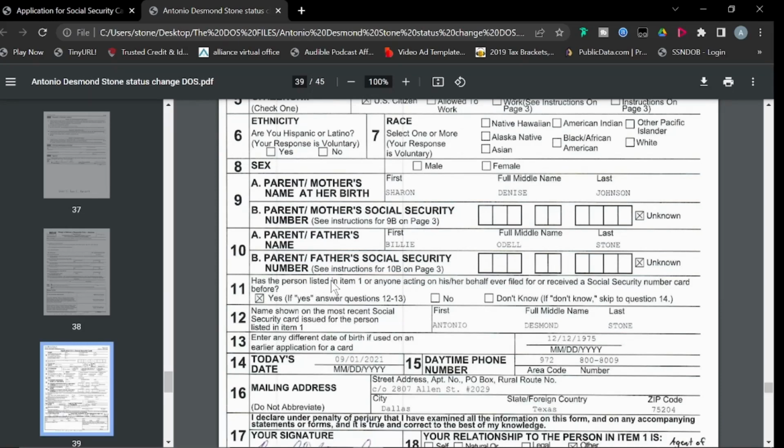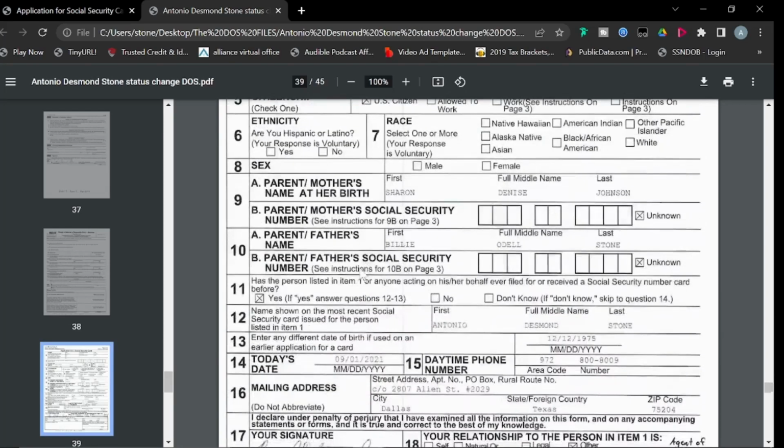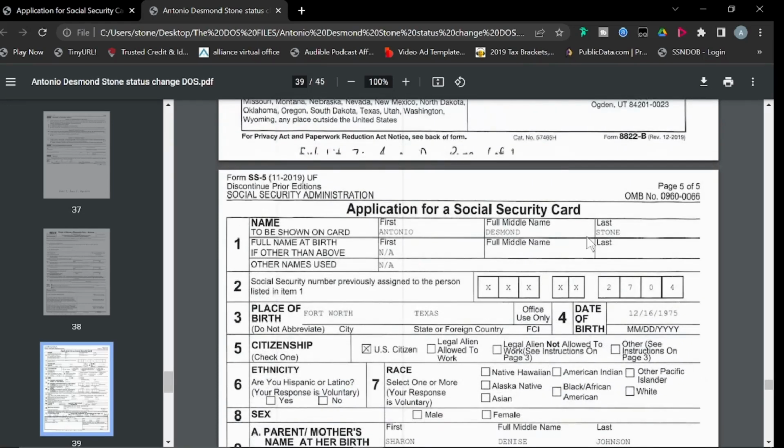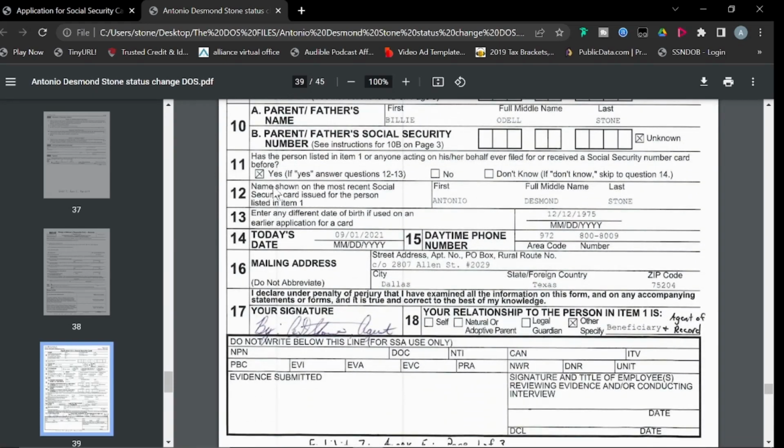So 11: has the person listed in 1, or anyone acting on his or her behalf, ever filed for or received a social security number card before? Yes, this person that you created has had a social security card before. So you can answer that yes. Because again, you're referencing, look in your system. Yes, you have given a social security number to that entity.